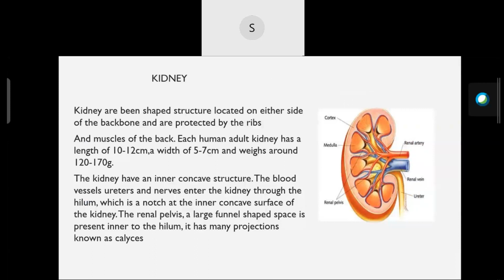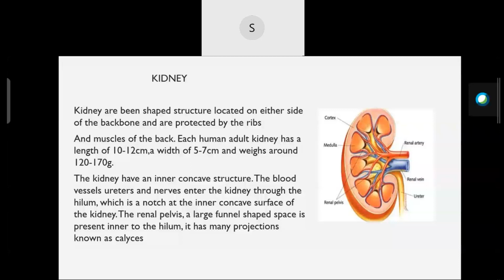and muscle of the back. Each human adult kidney has a length of 10 to 12 centimeters, a width of 5 to 7 centimeters, and weighs around 120 to 170 grams. The kidney has an inner concave structure. The blood vessels, ureter, and nerves enter the kidney through the hilum, which is a notch at the inner concave surface of the kidney.